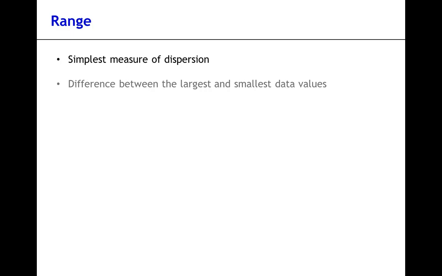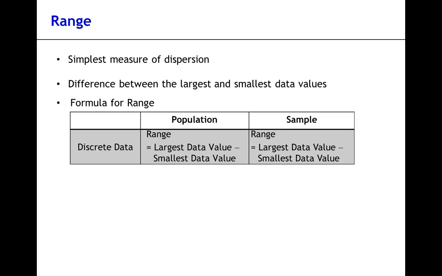The range is the simplest measure of dispersion, where we find the difference between the largest and the smallest data values. Regardless of whether we are dealing with population or sample, the definition of range remains unchanged for discrete data. Although it is easy to use and simple to understand, the problem with it is that it recognizes only the extreme values of the data and may give a distorted representation.